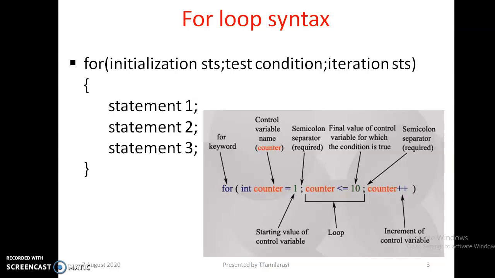For the for loop, here, for is a keyword. In the keyword list itself, we have the word for. So it's a keyword.